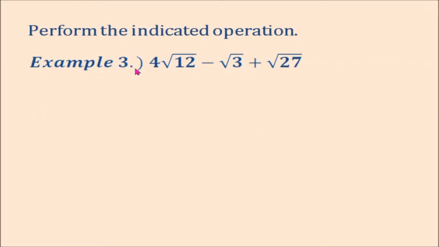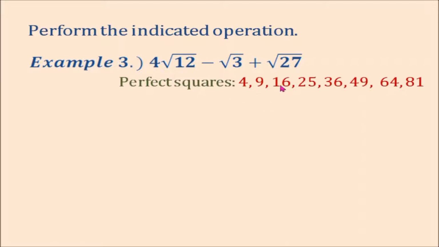Example number 3. 4 square root of 12 minus square root of 3 plus square root of 27. The radicands are not the same, but we can factor the radicands to include factors that are perfect squares. These are some of the perfect squares again: 4, 9, 16, 25, 36, 49, 64, and 81. Now we are going to factor 12, so that's 3 times 4. 3 cannot be factored anymore, so it stays the same. Factors of 27, 9 times 3.